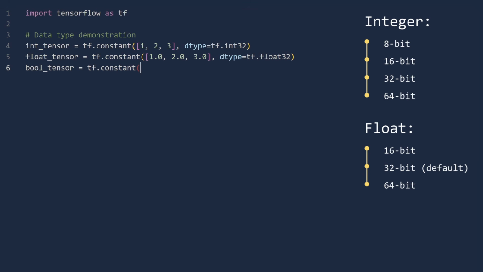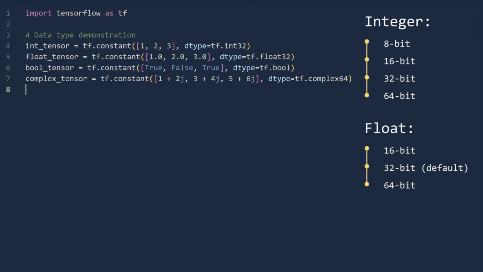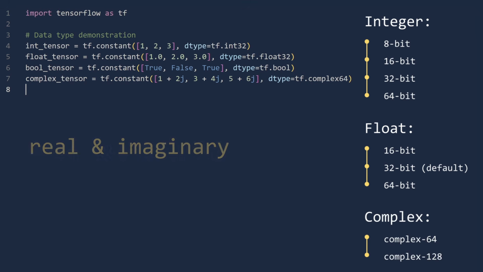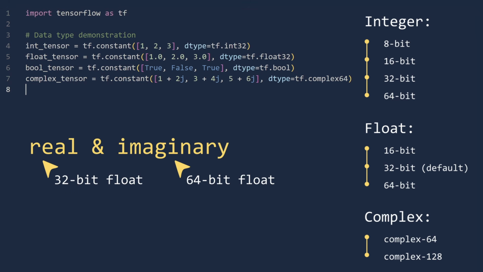Boolean tensors hold logical true or false values, making them ideal for conditional operations. Finally, complex tensors represent numbers with real and imaginary components. TensorFlow supports complex 64 and complex 128, where the real and imaginary parts are stored as 32-bit or 64-bit floats, respectively. Choosing the right data type is not just about correctness, it is about optimization. Smaller types save memory and computation time, especially when working with large datasets or models.